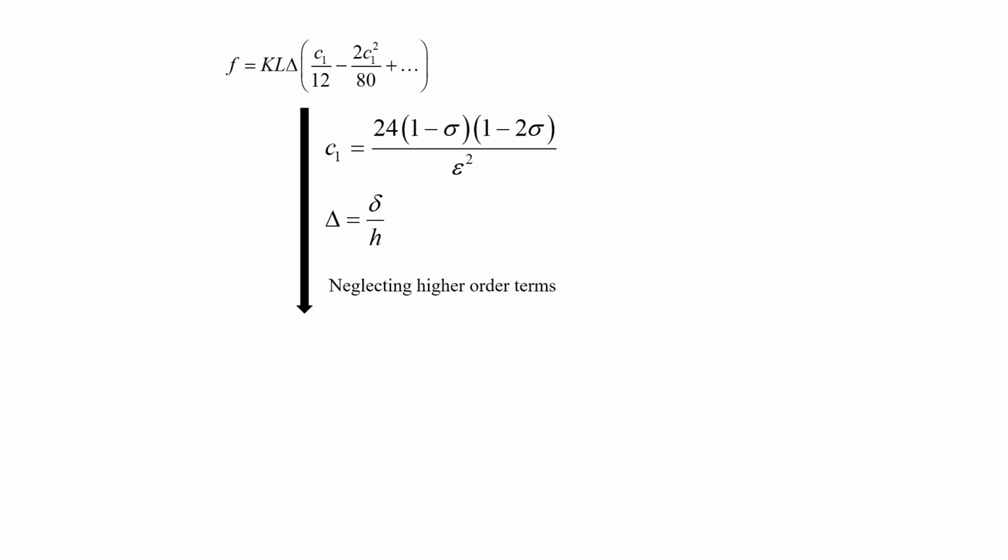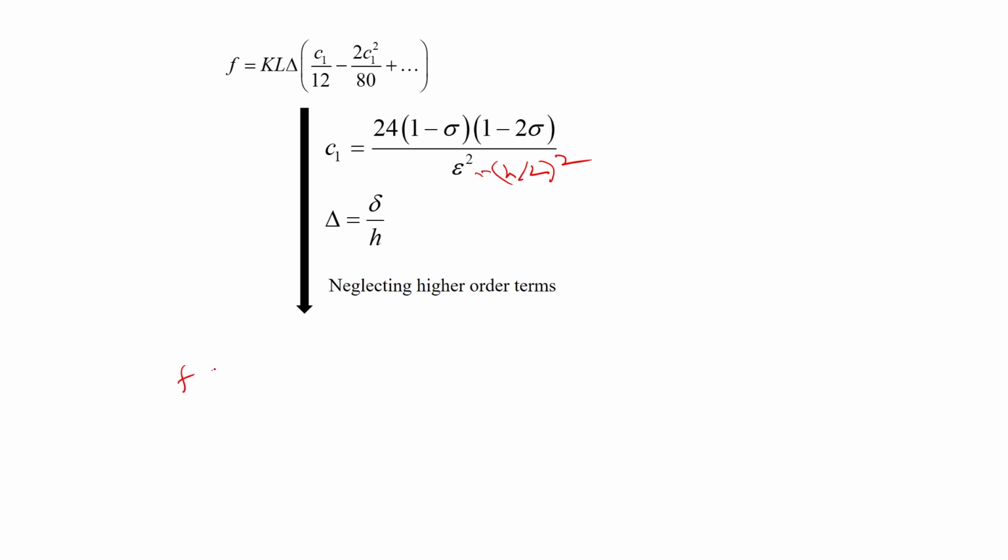Now, C1 is equal to 24 into 1 minus sigma into 1 minus 2 sigma by epsilon square, and epsilon square, if you remember, is equal to h by L, epsilon is h by L, and square, remember that. So, therefore, here I will neglect, as I already said, the higher order terms, because this term is already quite small.